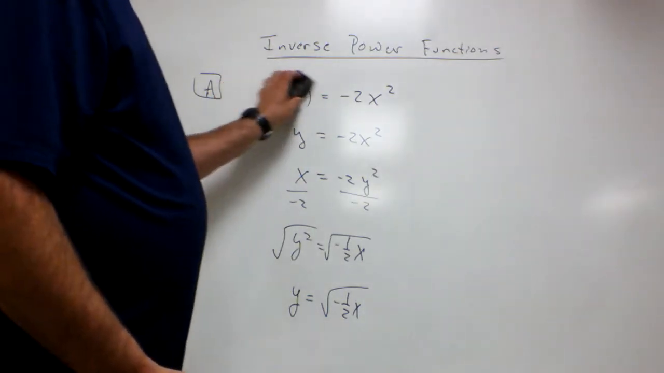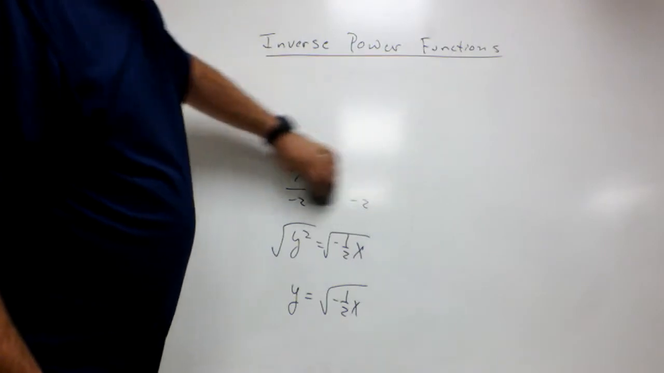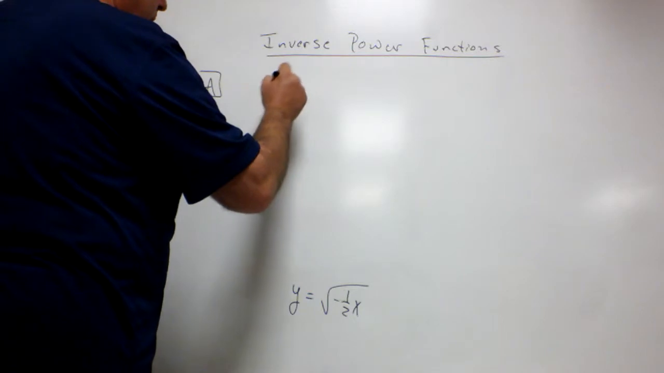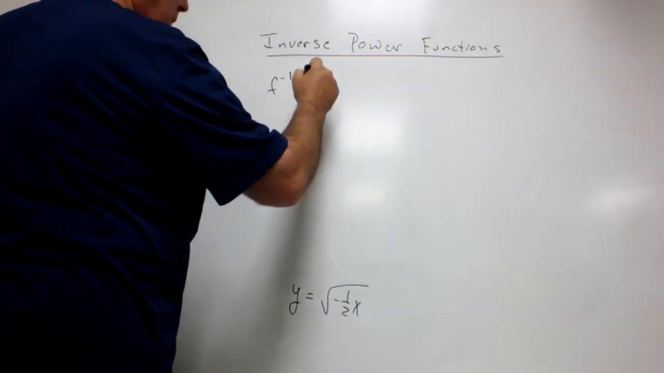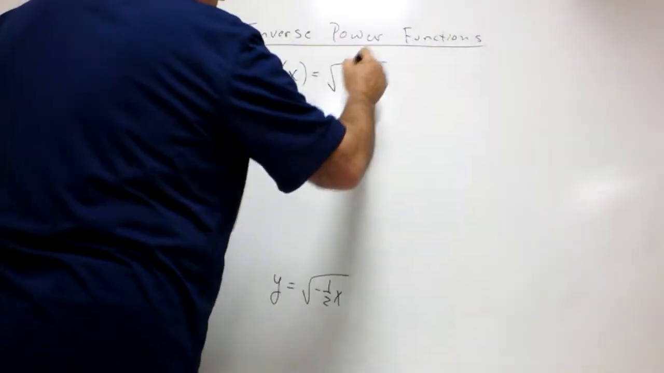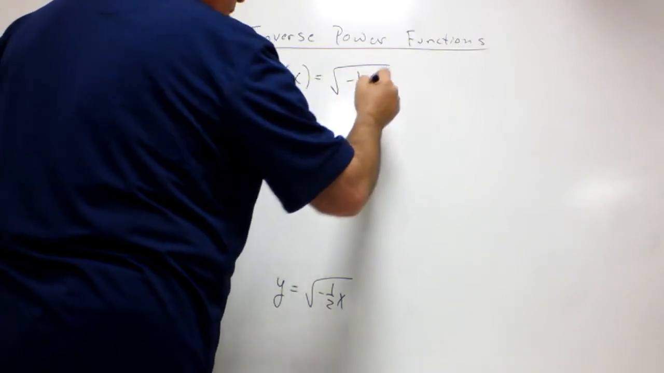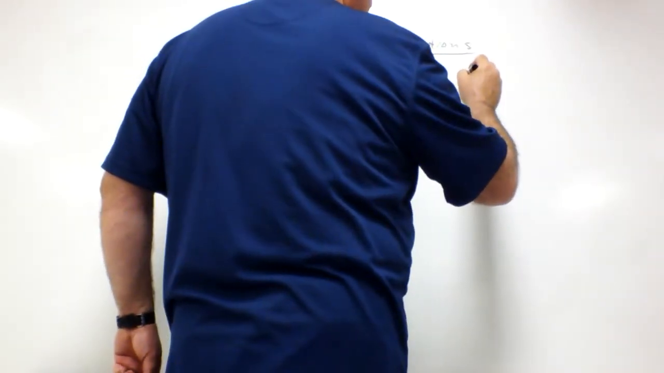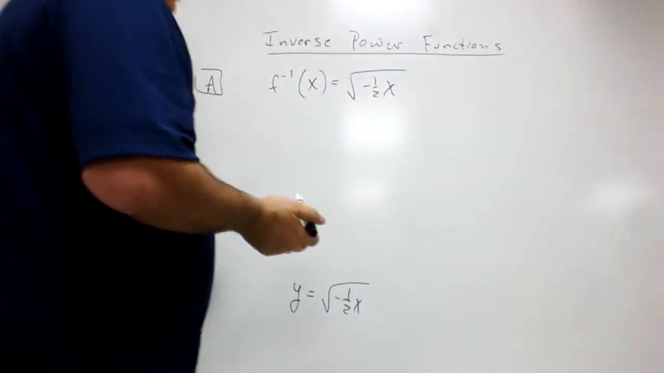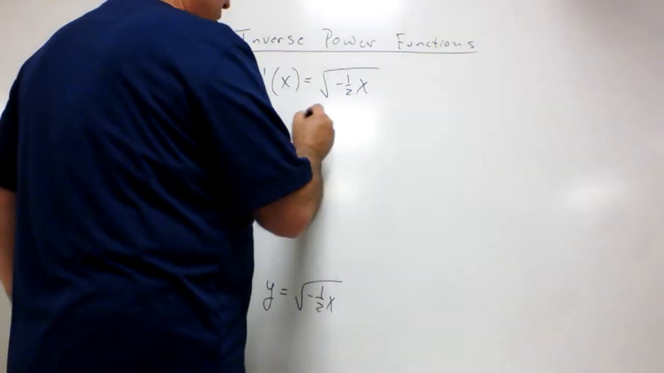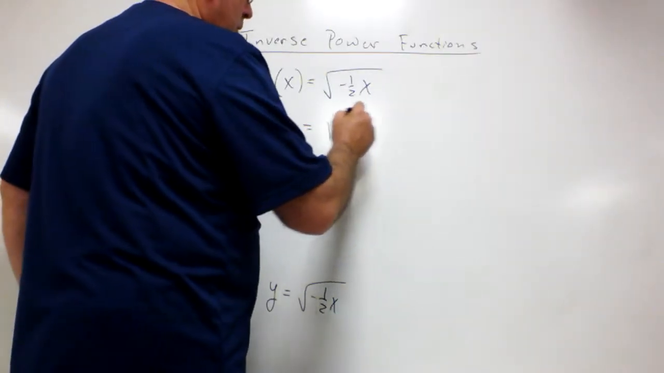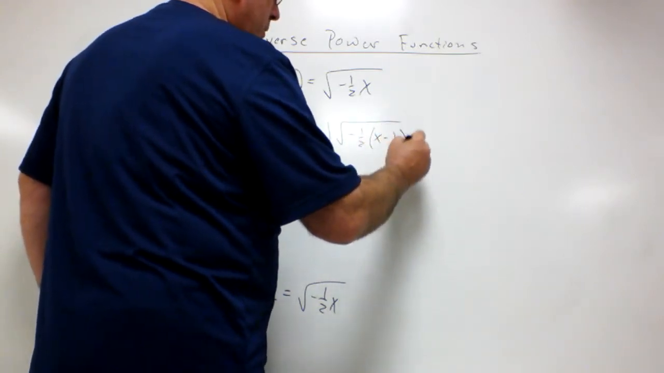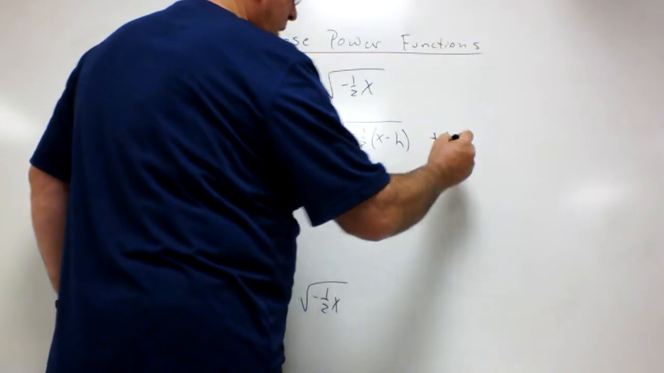Okay. So now what we want to do is graph this thing. To graph it, we're going to define our domain and range like we always do, and we want to identify our vertex. So when we look at this function, we should understand that it's 1 times the square root of negative 1/2 x minus h, plus k, like that.